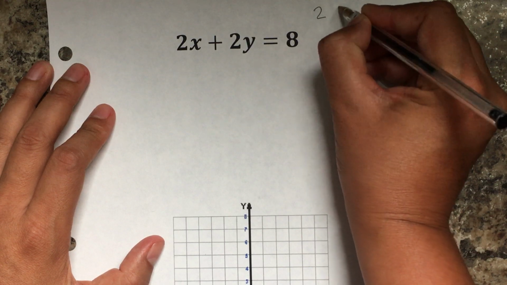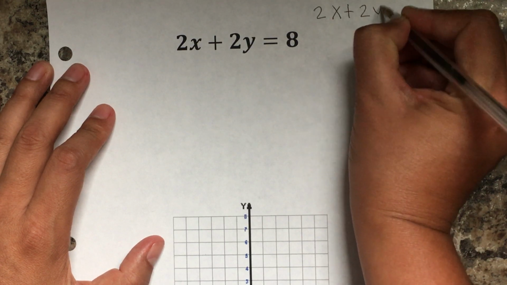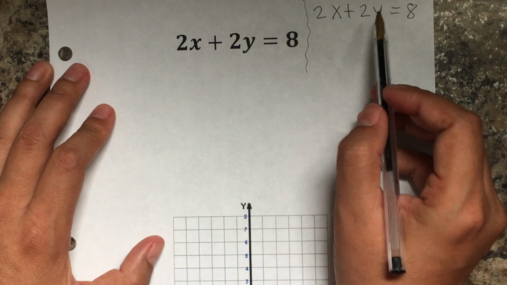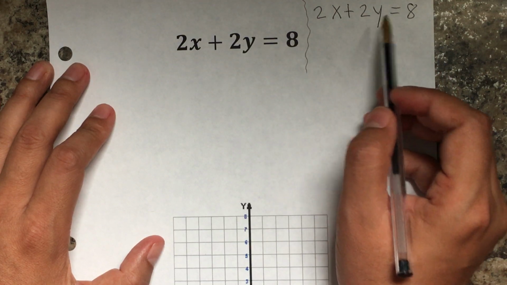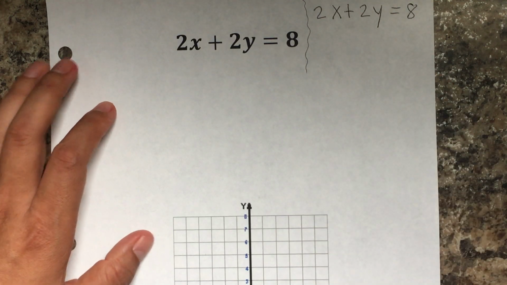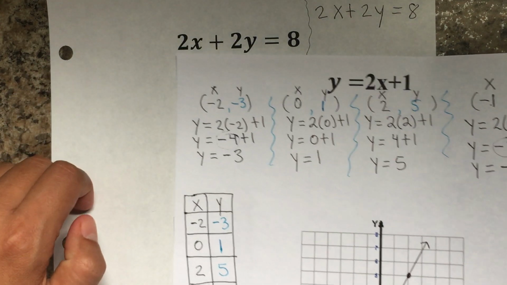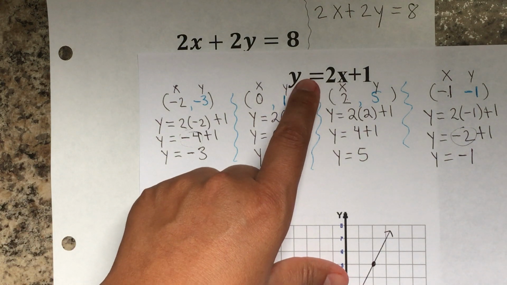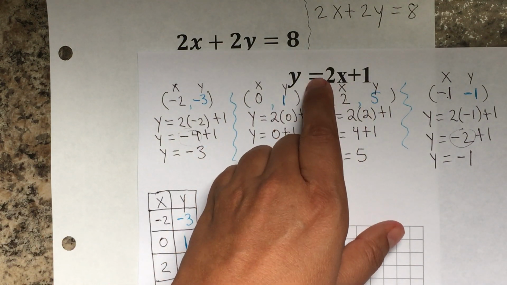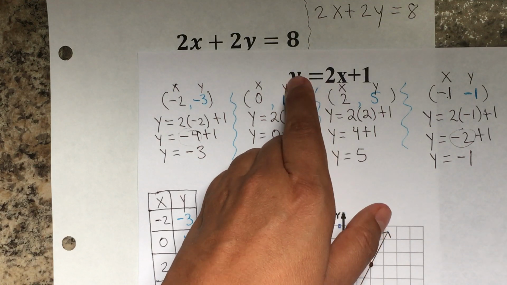If I have 2x plus 2y equals 8, what I want to do is isolate the y, leave y by itself so that it's like the other equation. See how in the first example, y was all by itself? So I want that. Before the equal sign, I only want y by itself.